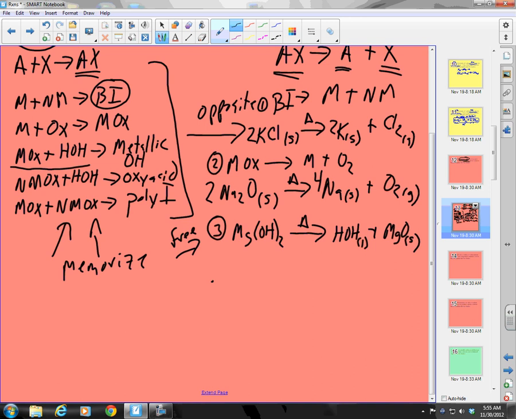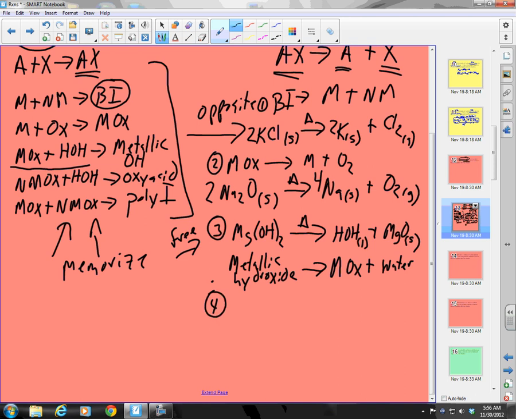Sorry, we should probably write this down, right? If I have a metallic hydroxide, which is also known as a base, that's right, a metallic hydroxide is going to decompose to a metal oxide plus water. Water. Wasser. Good.